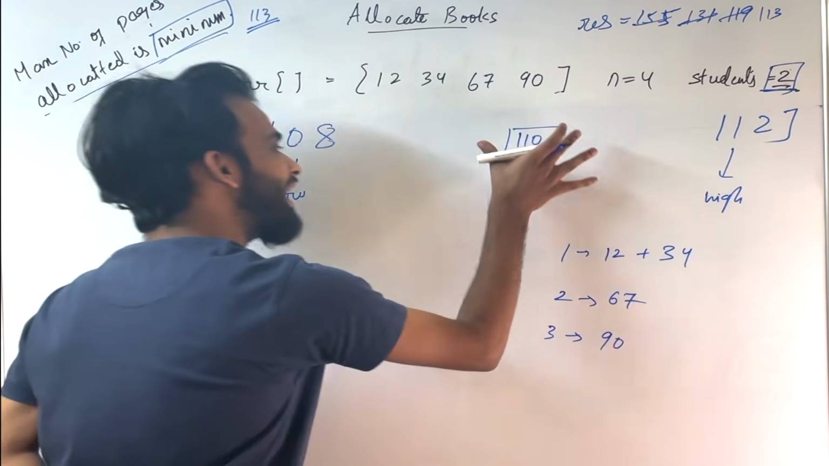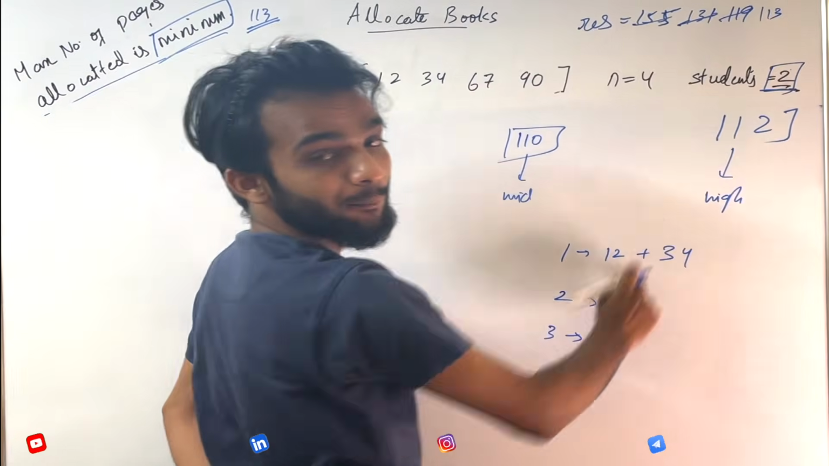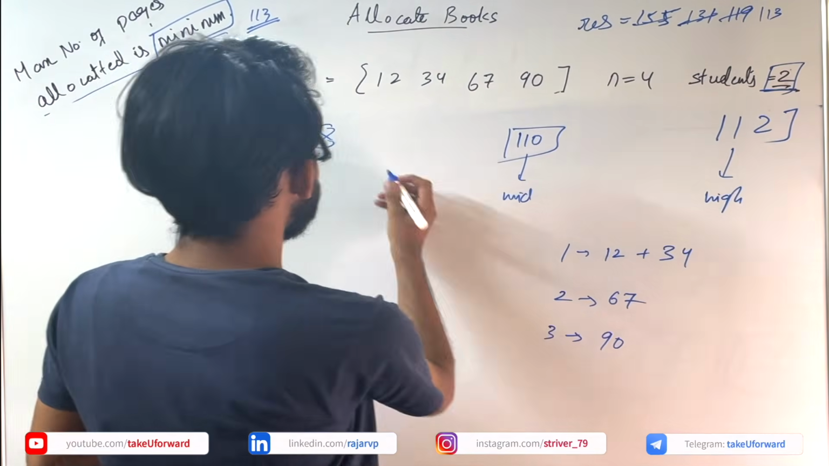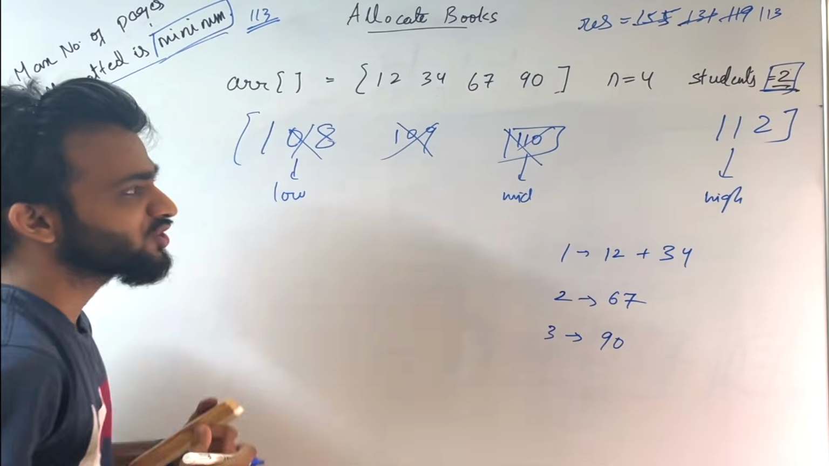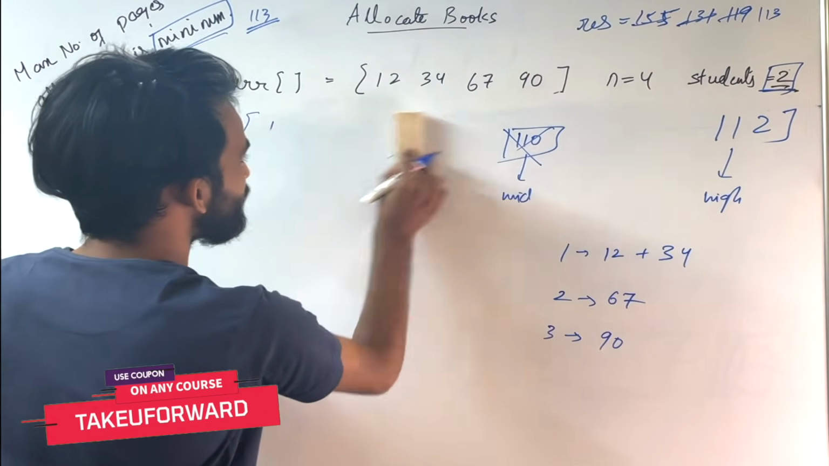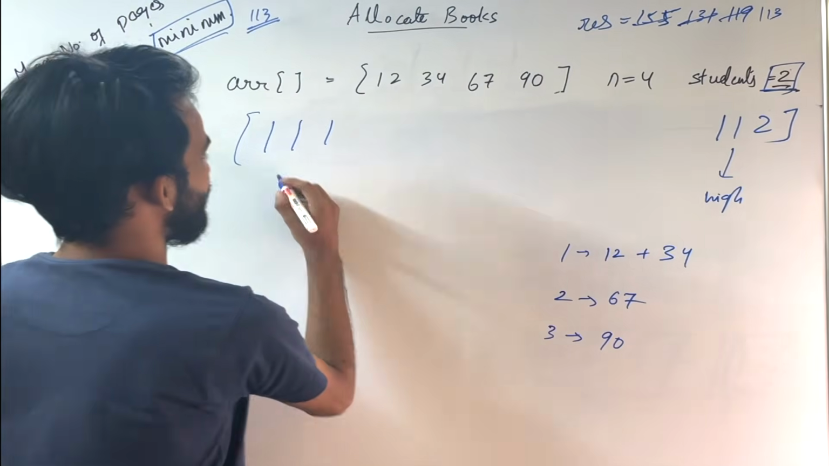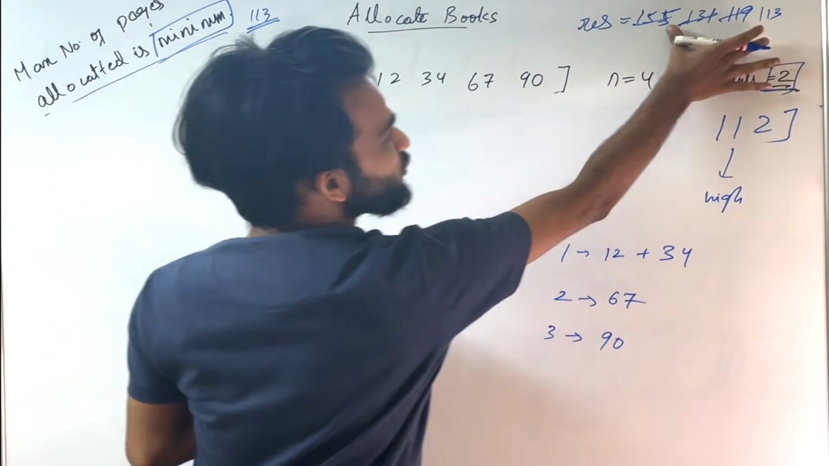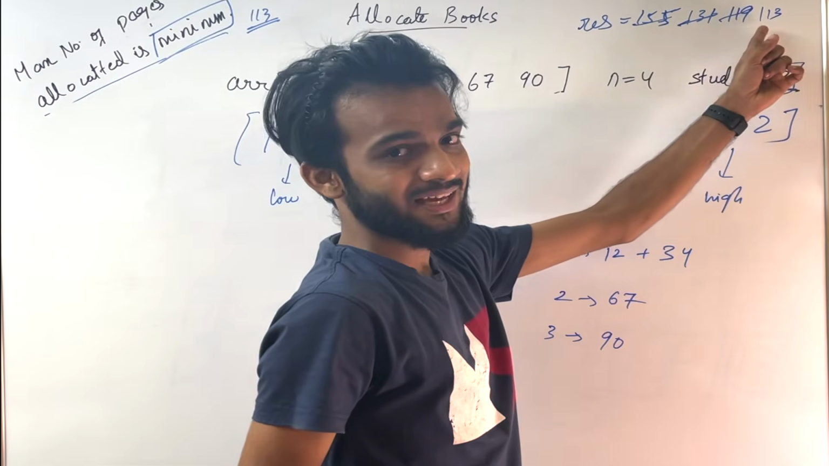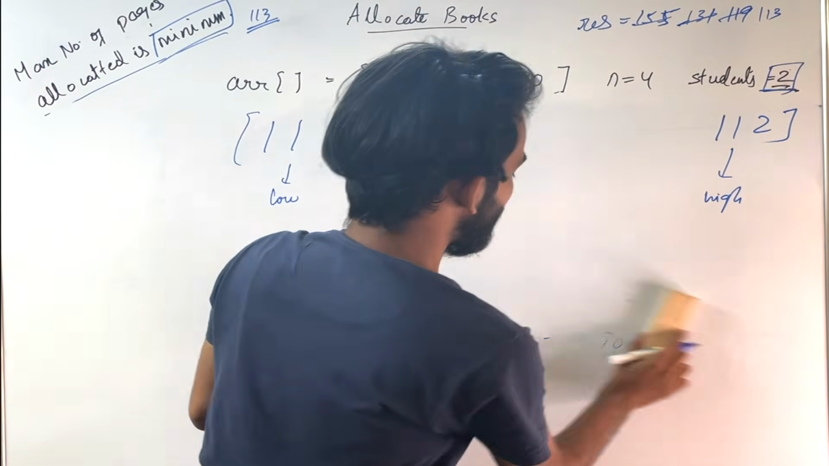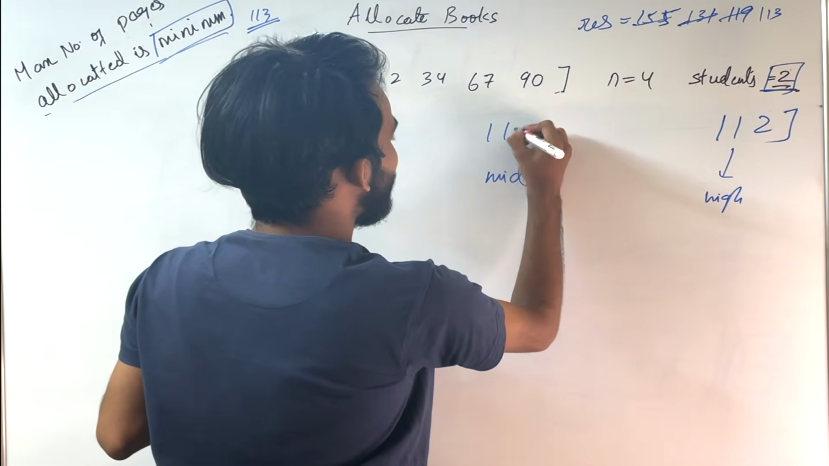Again, by taking 110, it was not possible to allocate to the given number of students. Not possible. Hence, 108, 109, none of them is possible. So the search space reduces to somewhere 111 to 112. Remember, the answer will not change because we have minimized this right portion and this is standing at 113.